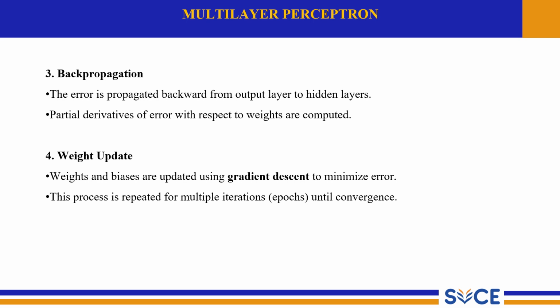Finally, the weight update. Once the gradients are computed, the weights and biases are updated using gradient descent or its variants. So the main goal is to minimize the error by adjusting the weights in the direction that reduces the loss. This process is repeated for multiple iterations called epochs until the network converges, meaning the error is minimized and the network has learned the underlying patterns in the data. So backpropagation combined with weight updates enables the MLP to learn from data, improving its performance with each training iteration.